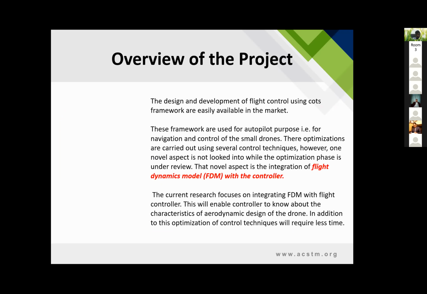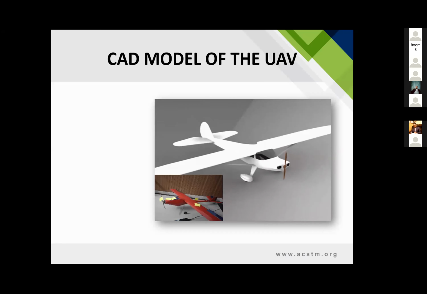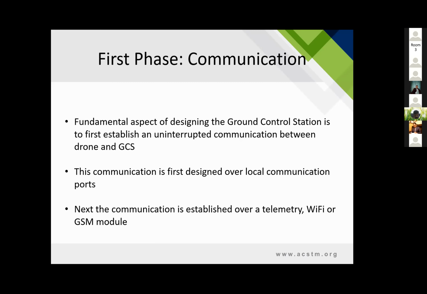People have done it, but most of them have done it using MATLAB. No one is doing it with the help of the C++ language. What we have done is with the help of C++. Now, in the next slide, I will show you the video, hopefully. The fundamental aspect of designing the ground control station is to first establish uninterrupted communication between the drone and the GCS. We have successfully done this using USB and telemetry as well. In future, we are planning to use a GSM module as well, to increase the range.